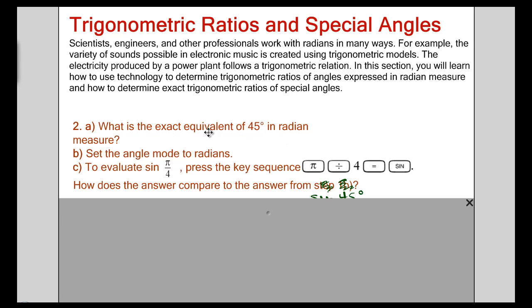It's asking us for the exact equivalent of 45 degrees in radian measure. And if you recall from the previous lesson, if we're converting from degrees to radians, we would multiply by pi over 180. 45 pi over 180 reduces to pi over 4.